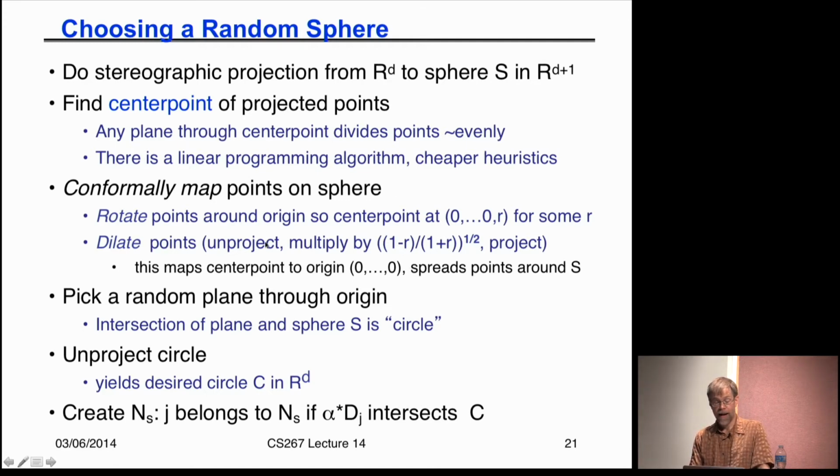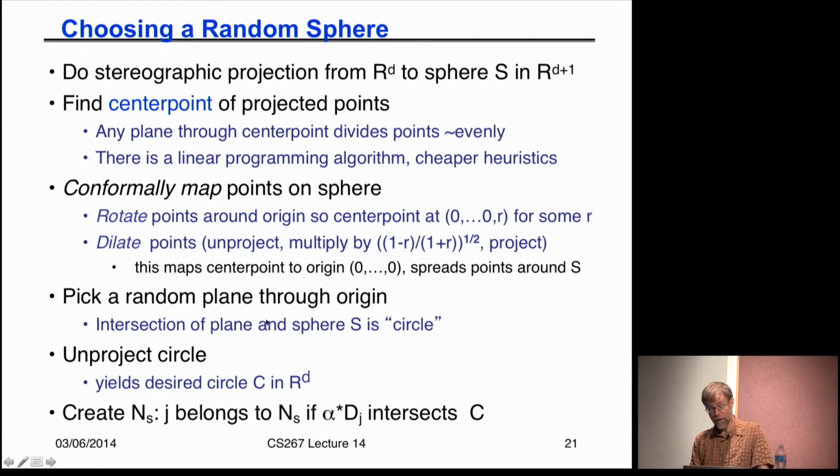And so how do I do that? I'm going to unproject, that is, undo the stereographic projection. They're all back in the plane. Just scale them, multiply each point by this magic scalar, and project them back on the sphere, and that will put the center point at the origin. And if you think about what happens to all the points, I'll show you a picture. They're all spread evenly around the sphere. It kind of randomly distributes all the points around the surface of the sphere.